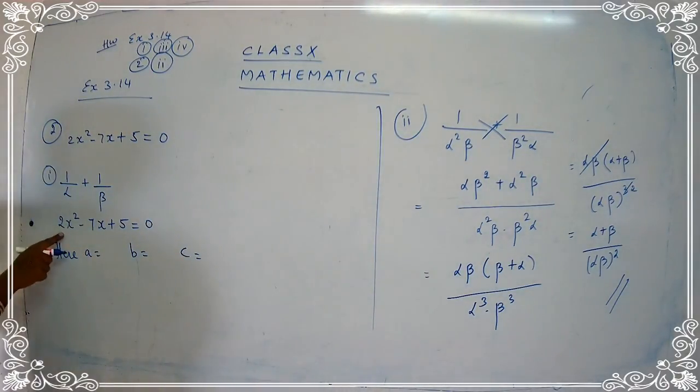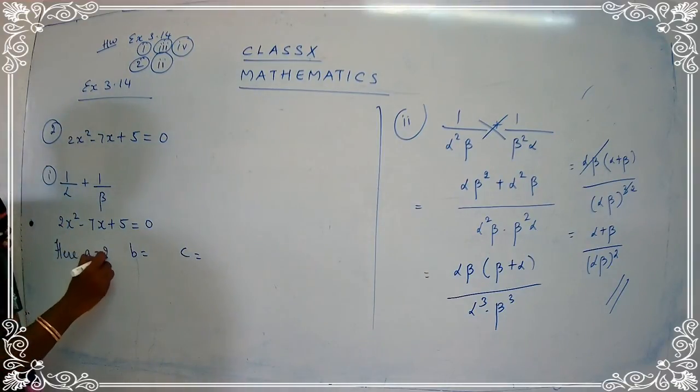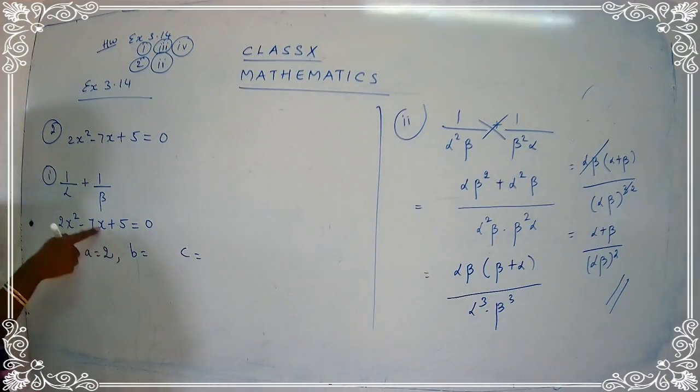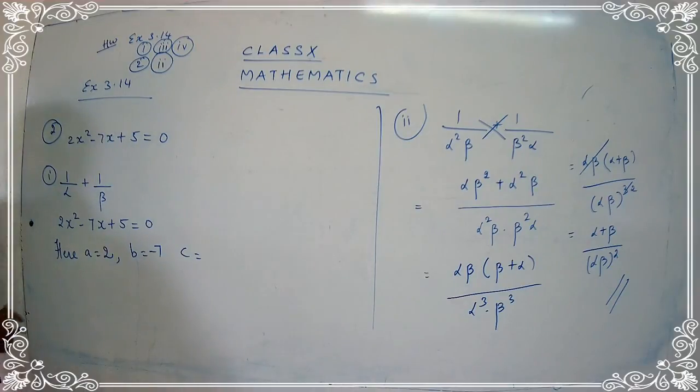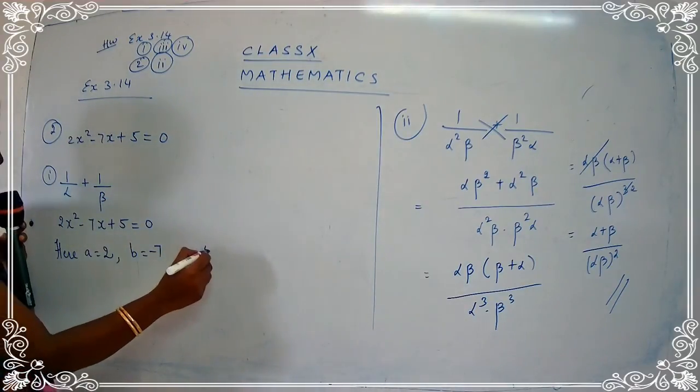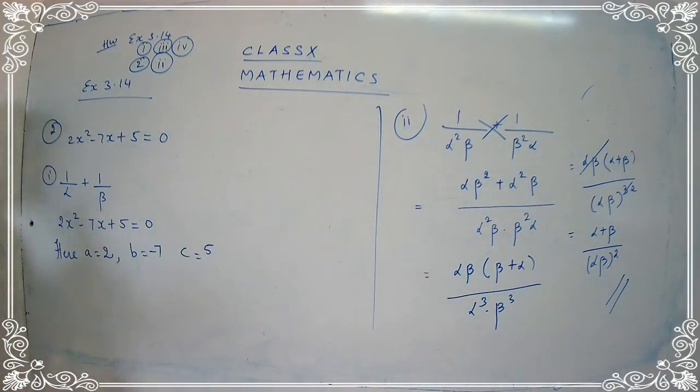So what is the value for a, children? That is the coefficient of x square. What is the coefficient of x square? 2. What is the coefficient for x? Minus 7. That is the value for b. What is the constant term here? It's 5. Yes, c is equal to 5. So we have found the value for a, which is 2, the value for b, which is minus 7, and also the value for c, that is 5. Clear? Okay.